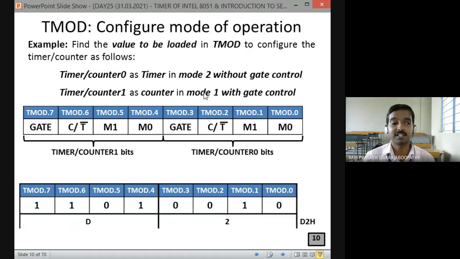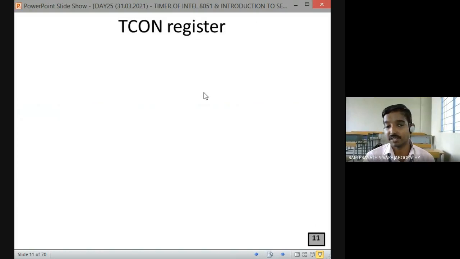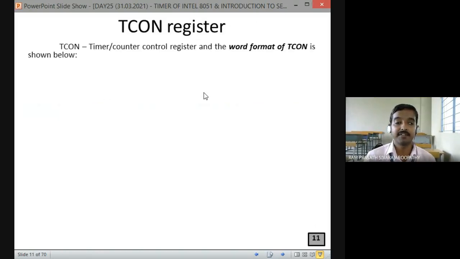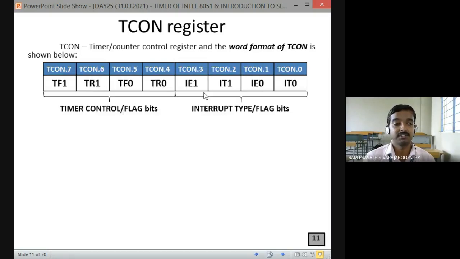Have you people understood the meaning and the functionality of Tmod register? Yes. To configure the mode of operation, you are going to use Tmod register. Next, we will go with Tcon register. Tcon itself indicates timer or counter control register. Timer control register, that's why it is termed as Tcon. So it is also going to have a word format: TF1, TR1, TF0, TR0.